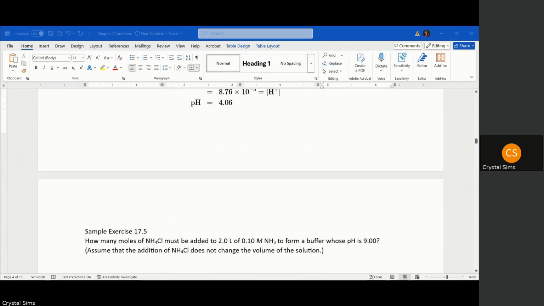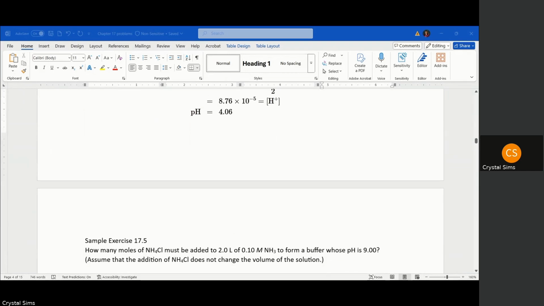So let's jump down to sample exercise 17.5. This time we're going to change it up a little bit. We're asked to prepare a buffer. How many moles of ammonium chloride must be added to 2.0 liters of 0.10 molar ammonia to form a buffer whose pH is 9.00? And they tell us here, assume the addition of that ammonium chloride doesn't change the overall volume of the solution.